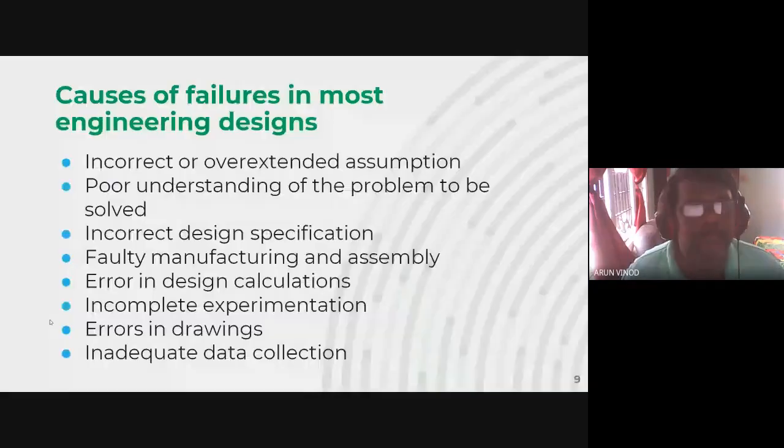Let me see. Fine. Process of failure in most engineering design. First thing is incorrect and overextended assumption, right? So he may be asking for a watch. I need a very new watch. Suddenly the designer says, okay, I'm going to design a hologram based watch within 3 months or 4 months. Not possible, because you have to do so much research to achieve this. But it is possible.